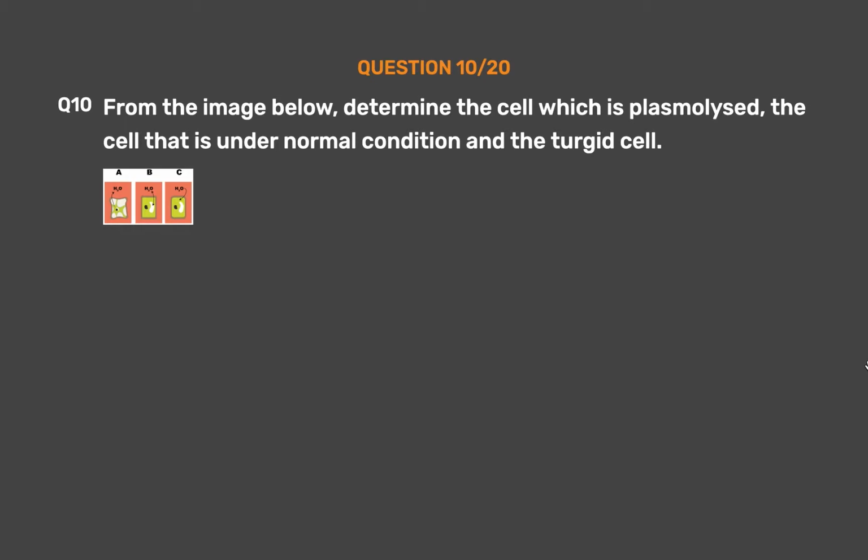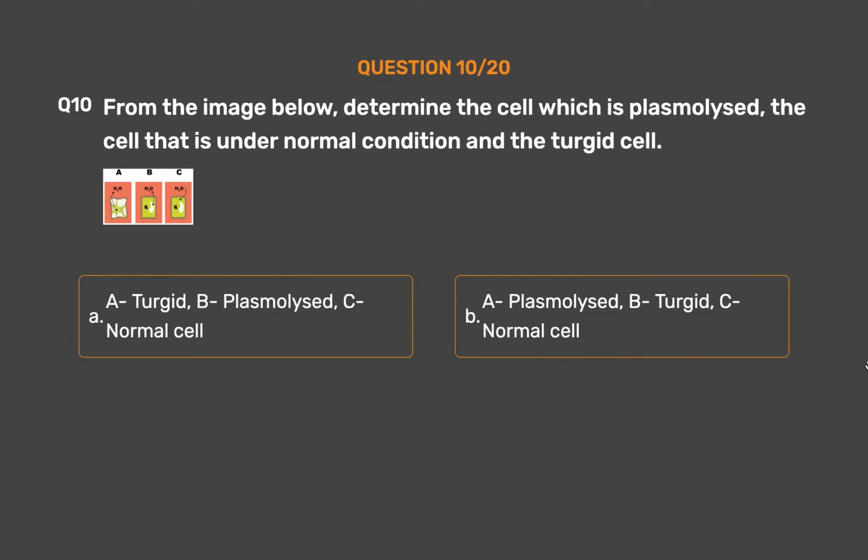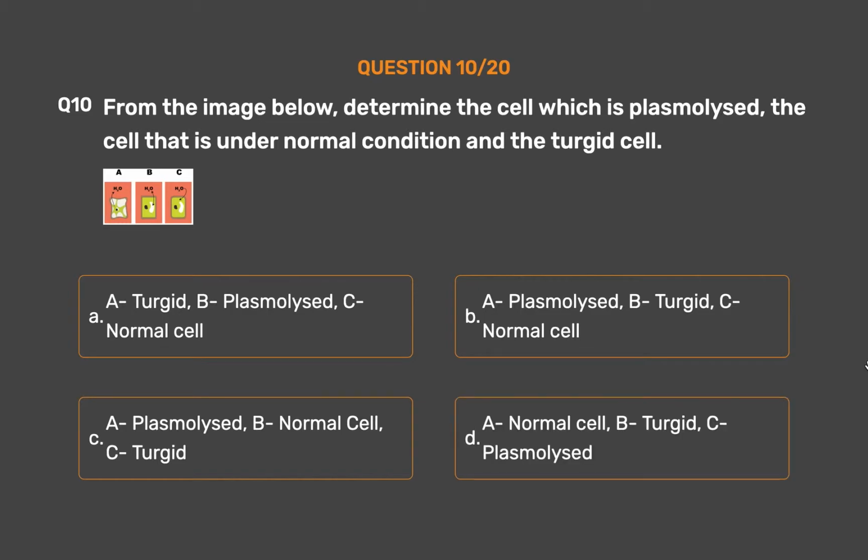Question number 10. From the image below, determine the cell which is plasmolyzed, the cell that is under normal condition, and the turgid cell. Option A. A turgid, B plasmolyzed, C normal cell. Option B. A plasmolyzed, B turgid, C normal cell. Option C. A plasmolyzed, B normal cell, C turgid. Option D. A normal cell, B turgid, C plasmolyzed.